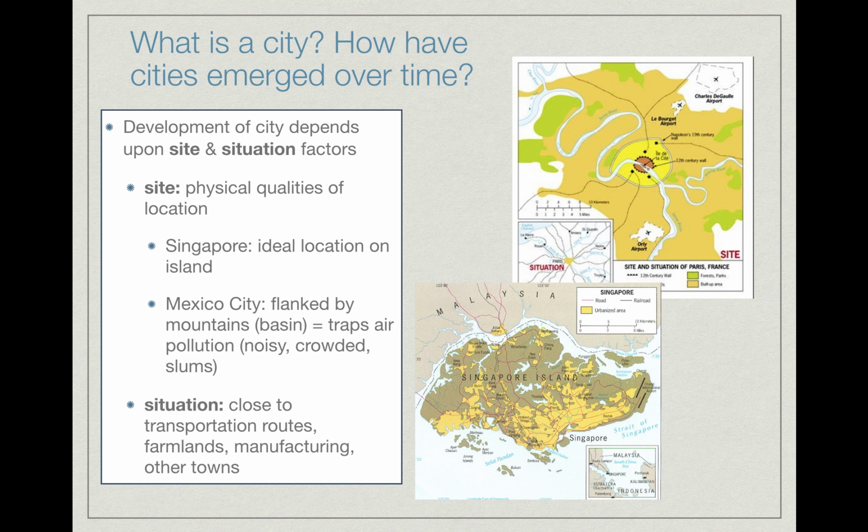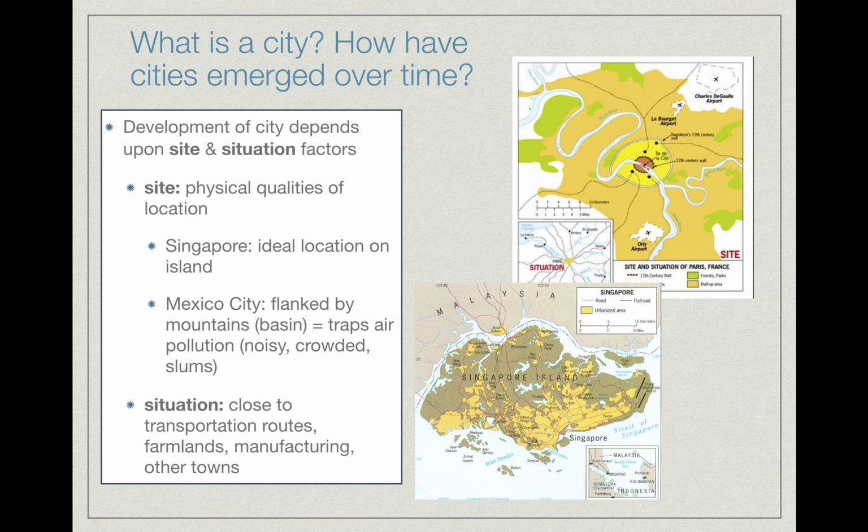Where cities develop also, of course, like anything else in our class, depends on site and situation factors. So we're talking about the physical qualities of a location. We've got the development of Singapore. The island structure there really provided some excellent, confined development opportunities, and you can see the areas that were quickly urbanized. In the bottom left there, they've got Malaysia and then the entire Singapore island. They're independent from that. Mexico City, this is an example where there's actually a problem associated with the site.